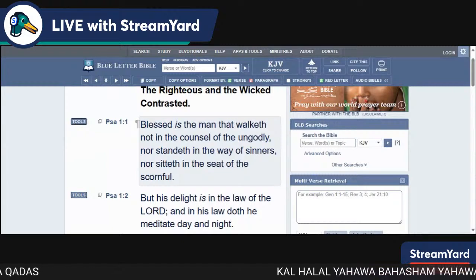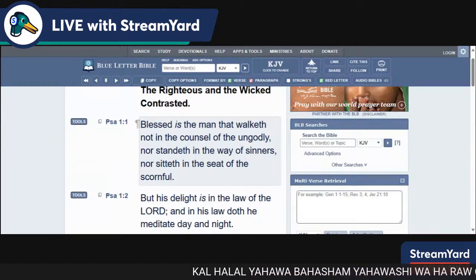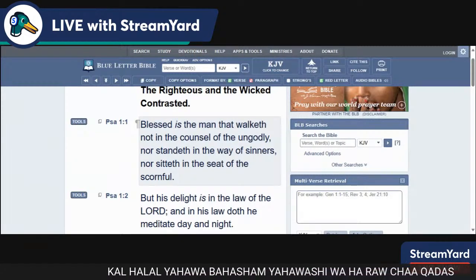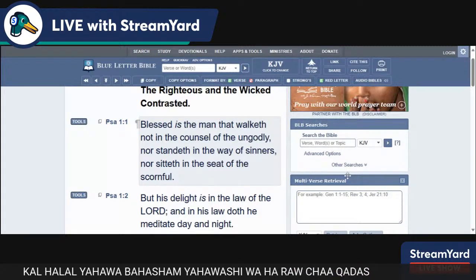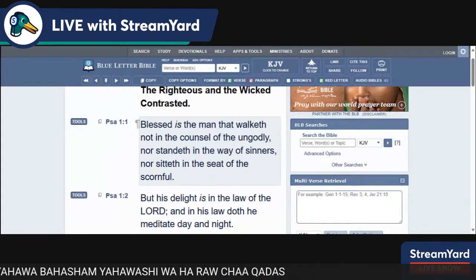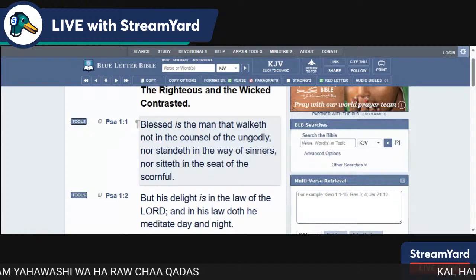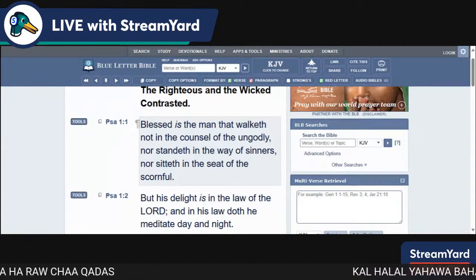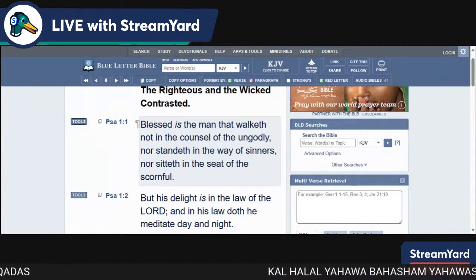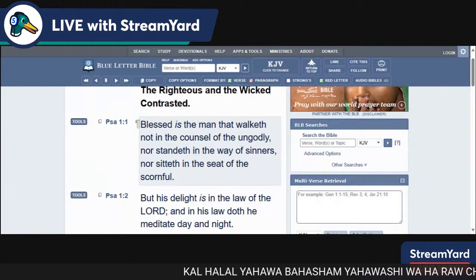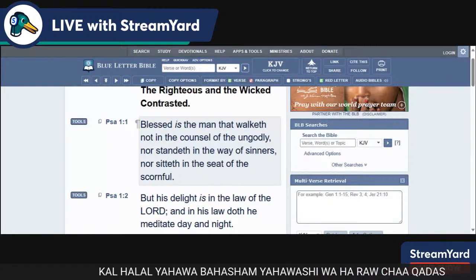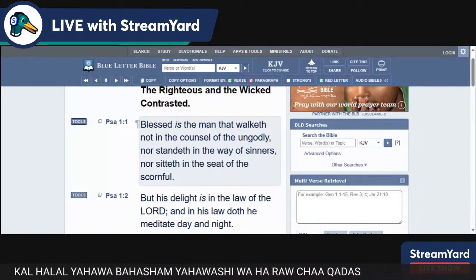Nor standeth in the way of sinners. You don't hang out with sinners. You don't partake of the things that they partake of. Nor sitteth in the seat of the scornful. Nor do you hang out with people that are scornful, individuals that are not in the truth, not aligned with this gospel.